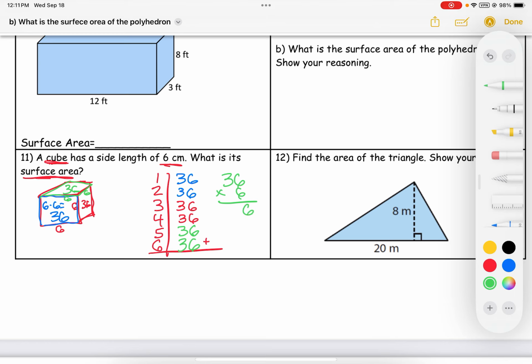So 6 times 6 is 36. 6 times 3 is 18. 18 plus 3 is 21. So this would be 216 centimeters squared, area squared.